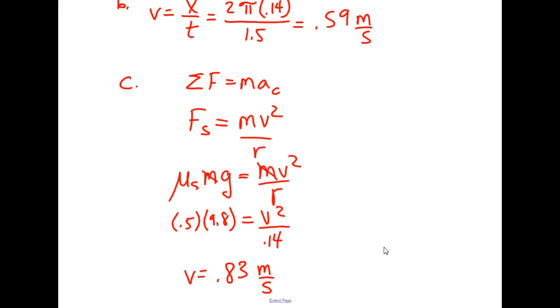D, if the experiment in part C were repeated with a second identical coin glued to the top of the first coin, how would this affect the answer to C? Explain your reasoning. Well, the answer is that would have no effect. And the reason, of course, is because mass cancels. The speed is independent of the mass since the mass cancels. Mass has nothing to do with calculating the speed.